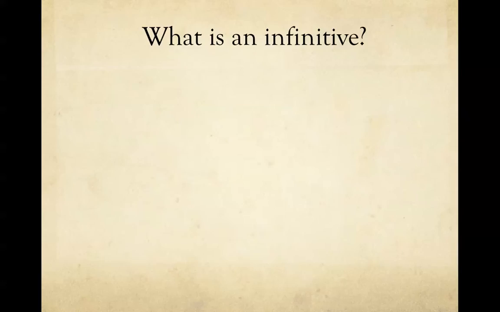Now, in order to conjugate, we need to know what an infinitive is and where to go from there. So, what is an infinitive exactly? Now, here's the thing. In English, an infinitive is a two-part verb. It's to plus the verb, a verb that doesn't change. Okay? So, for example, to talk is an infinitive.